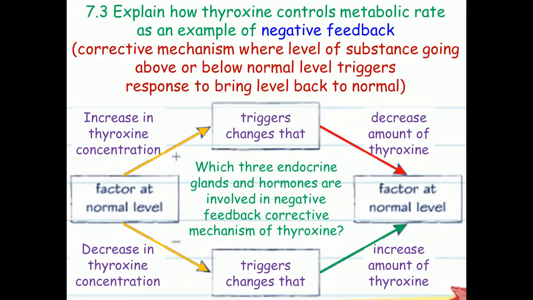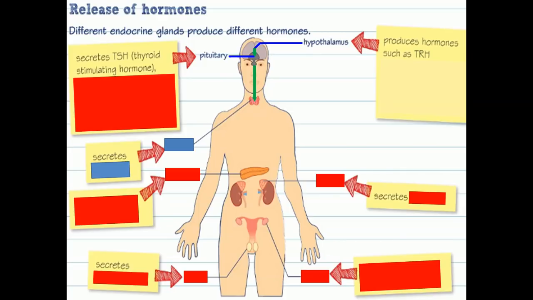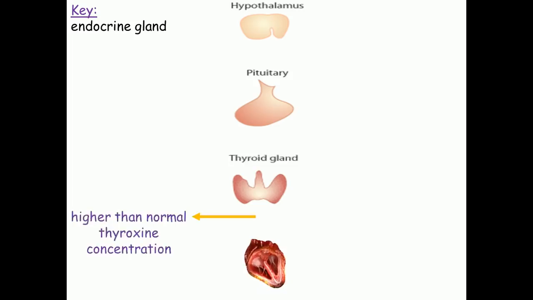So which three endocrine glands and hormones are involved in the negative feedback corrective mechanism of thyroxine? As we stated earlier, we know that the hypothalamus secretes TRH. That TRH then has an effect on the pituitary gland, which secretes TSH. And that hormone targets the thyroid gland, which secretes thyroxine. So here are the three glands: we've got the hypothalamus, pituitary gland, and thyroid gland.